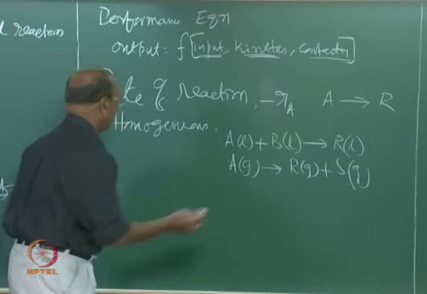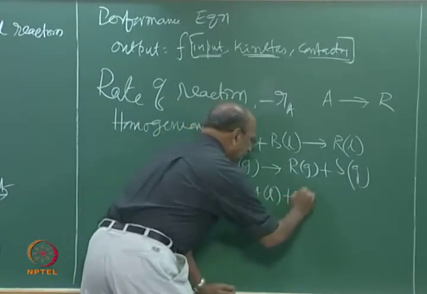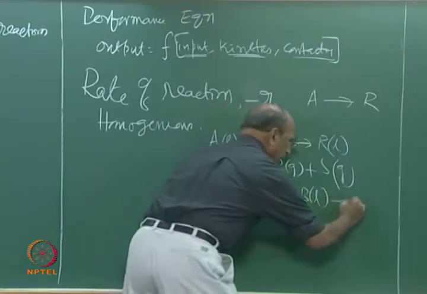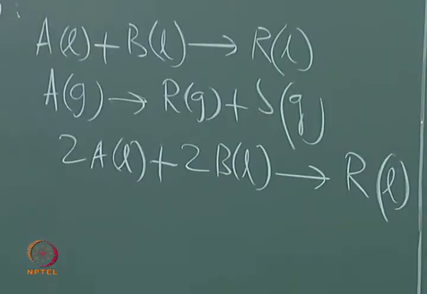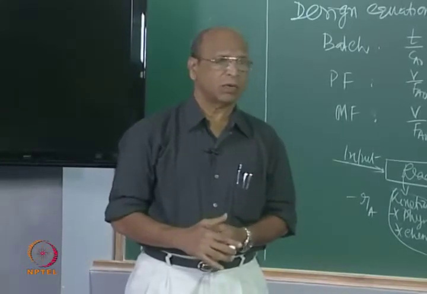And I will ask you another question. I have 2A(L) plus 2B(L) giving me R(L). What is the order of reaction? Can I take this one as an elementary reaction? No. Why? Because order is greater than 3. Why order greater than 3?